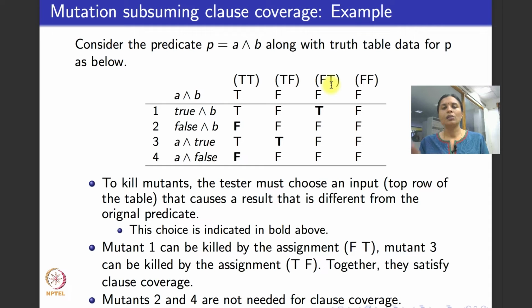In fact, with just mutants 1 and 3, we can achieve clause coverage for this predicate. So mutation testing does subsume clause coverage. In this example, the mutants 2 and 4, even though I have given them in this table for completeness, are not necessary. We might as well not have done them at all.